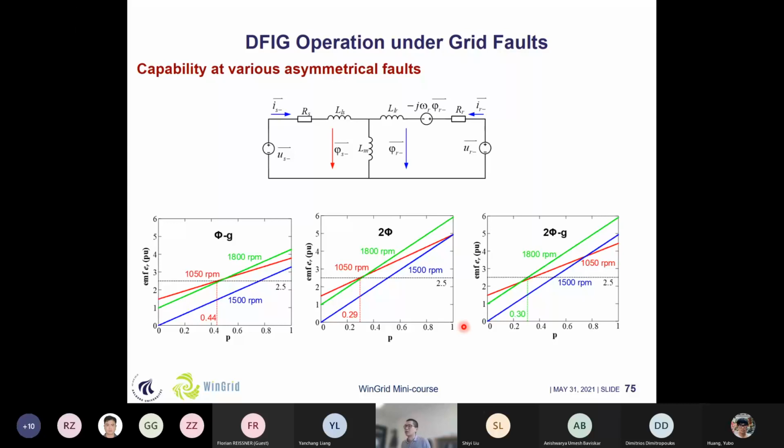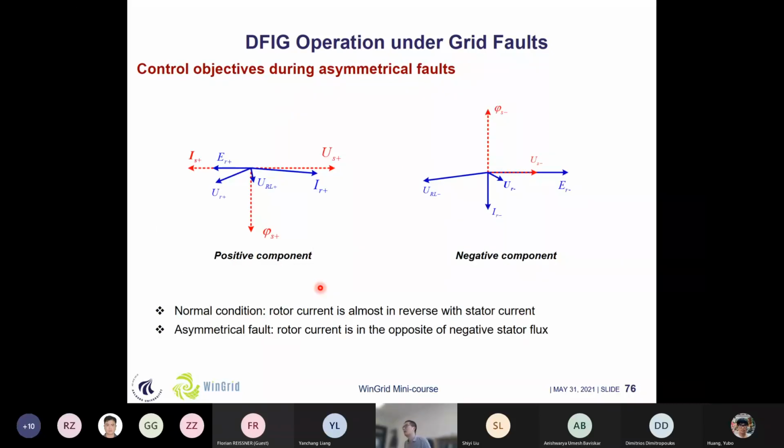And for the different case of asymmetrical faults, if we take into account the different types of asymmetrical faults, we can see that the fault ride-through capabilities of this system could be different, and it's less than 0.5 for the best case. Inspired by this demagnetizing control under symmetrical faults, we can also use some method that is applicable to these asymmetrical faults.